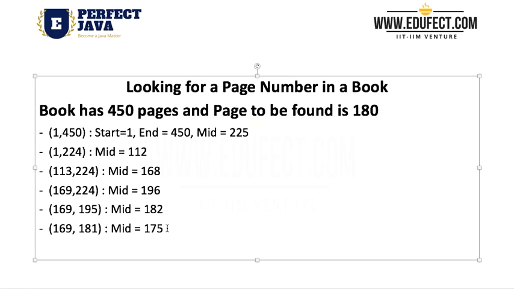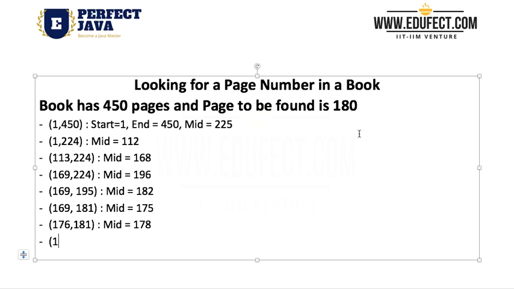Now what is 175? 175 is less than 180. So we will start looking from more than 175, which is 176 to 181. Now what will be the mid of this? The mid will be 178. Is 178 greater than 180? No, it is less than. So now we'll start looking from 179 to 181, and what will mid be? Mid will be 180, and we have found the page.